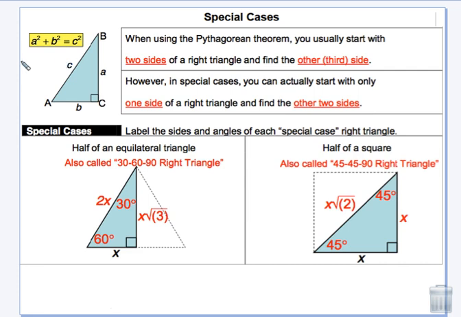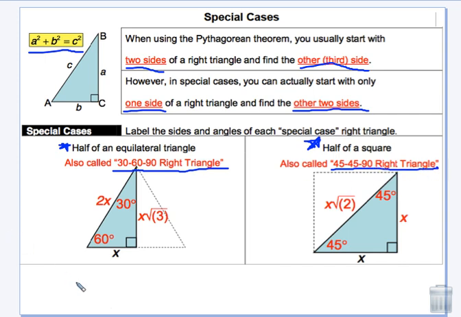Everybody knows the Pythagorean theorem and knows how to use it. a squared plus b squared equals c squared. A lot of times when you're using this to solve right triangles, you start with 2 sides and you are looking for the other side. However, in some cases you actually only need 1 side length, and then you can find the other 2 side lengths. Those special cases are when you have half of an equilateral triangle and when you have half of a square. These are also called 30-60-90 degree right triangles, or 45-45-90 right triangles.